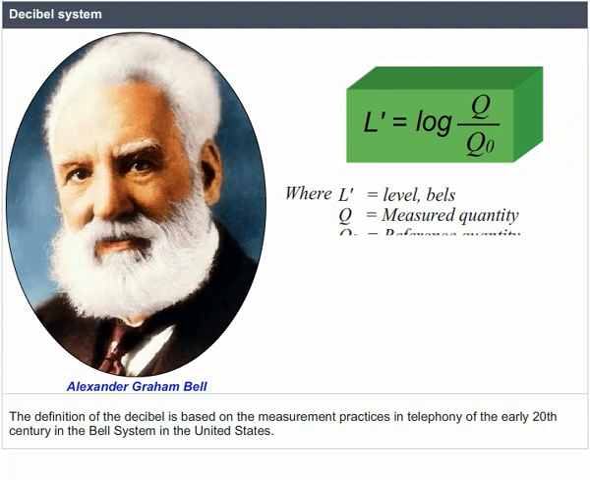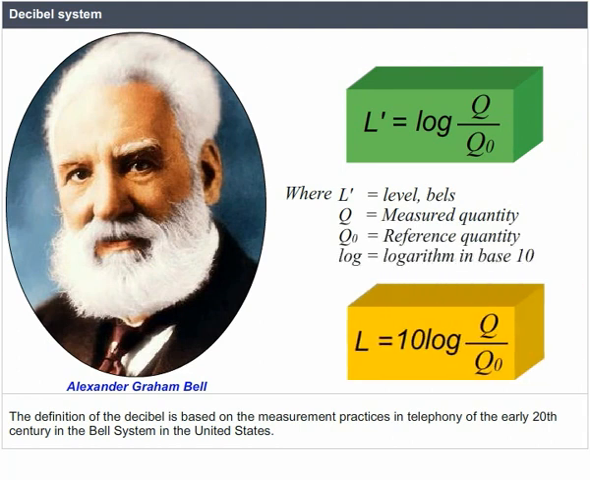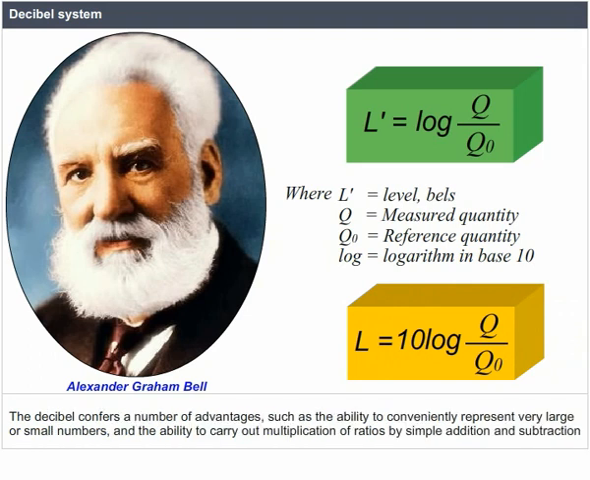The definition of the decibel is based on the measurement practices in telephony of the early 20th century in the Bell system in the United States. The decibel confers a number of advantages, such as the ability to conveniently represent very large or small numbers and the ability to carry out multiplication of ratios by simple addition and subtraction.